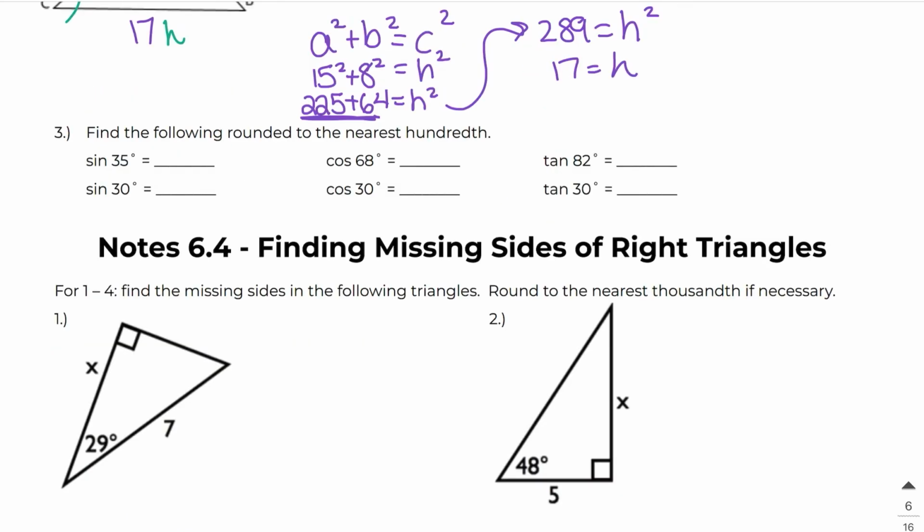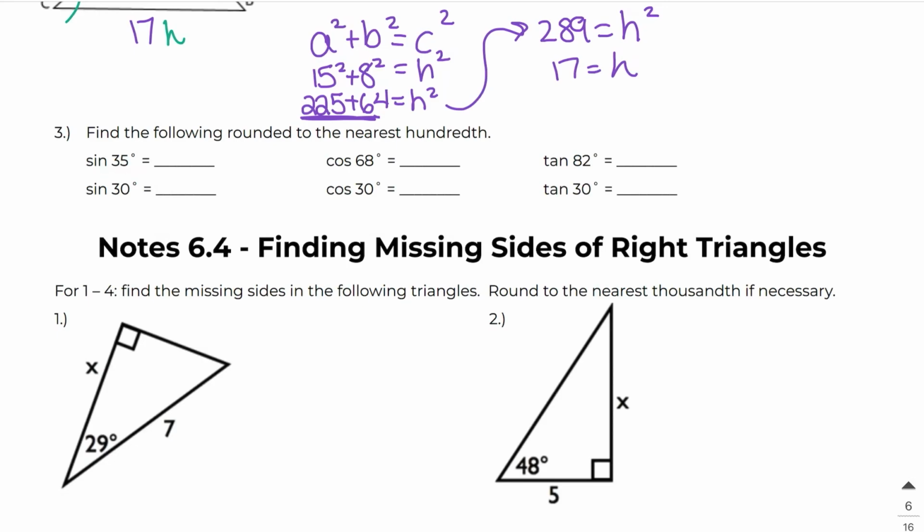So the next question tells us to find the following rounded to the nearest hundredth. So we're going to figure out how to actually figure out these values. If you notice here, this says the sine of 35. We want to figure out what that's going to be.